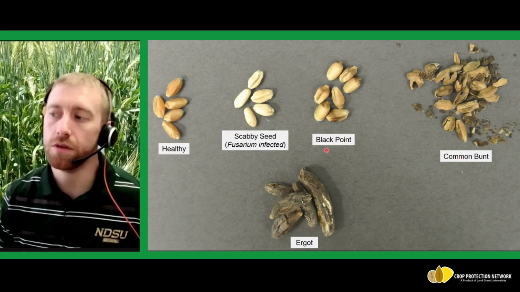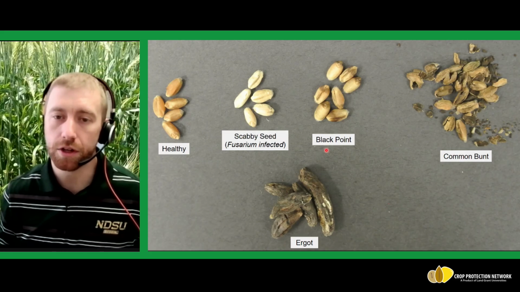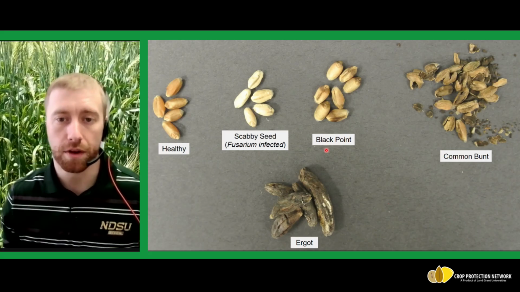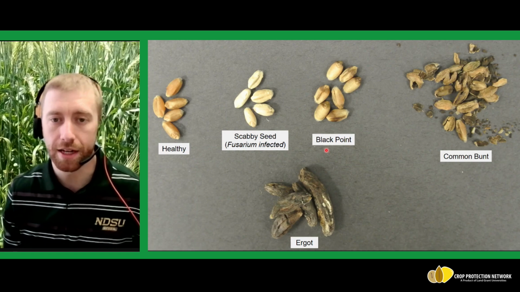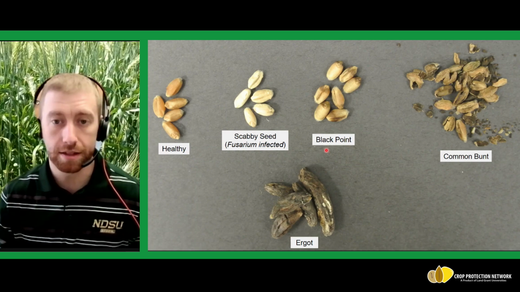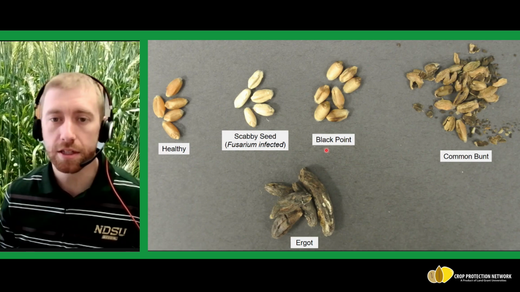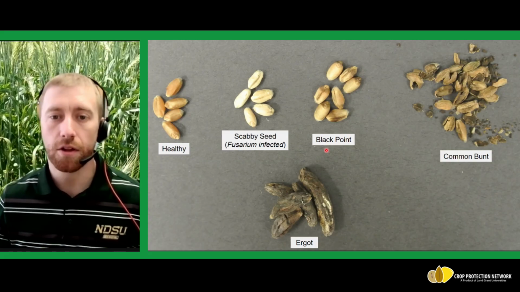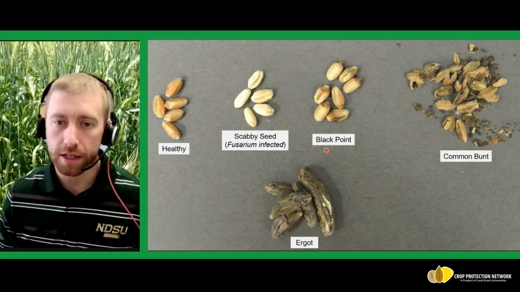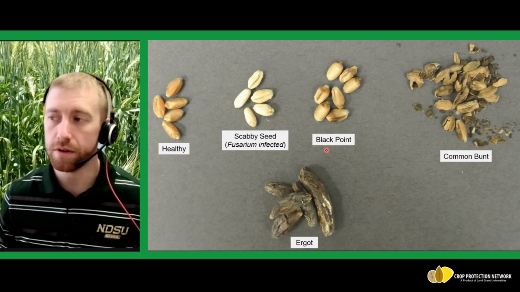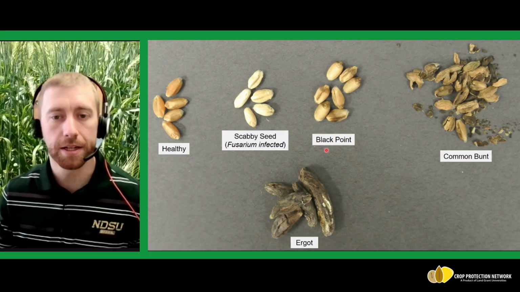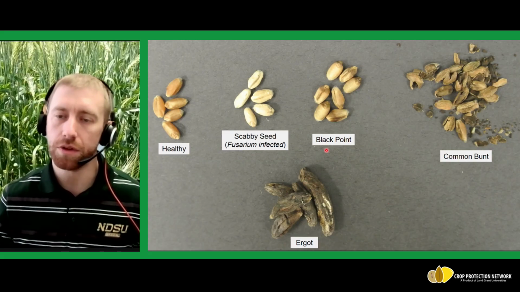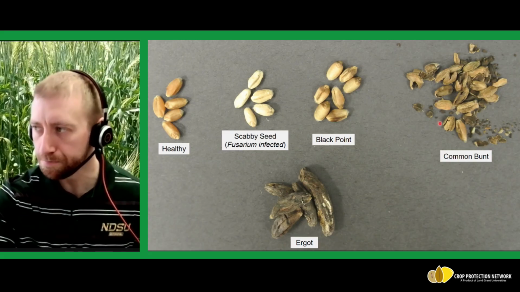Another very common one is black point. Here you have a discoloration on the embryo of the kernel, and this could be a result of a variety of pathogens, most of them being saprophytes, meaning that they're just colonizing dead or decaying tissue. We see this more frequently when we have delayed harvest, so wheat that's been standing out there past ripe. If you get additional rain, you're going to see the development of more black point. Again, this can provide some impact on germination, but we don't see much of a yield hit with this one as far as this disease.